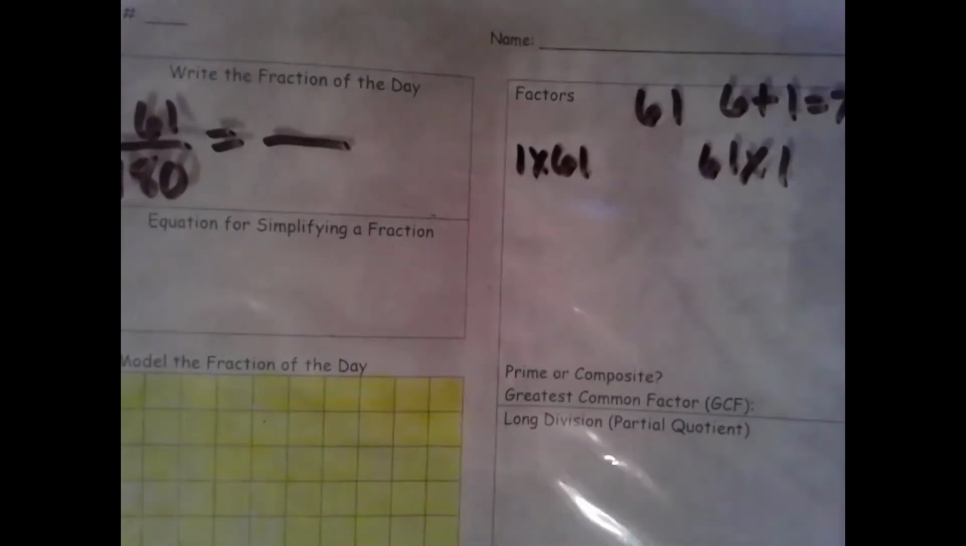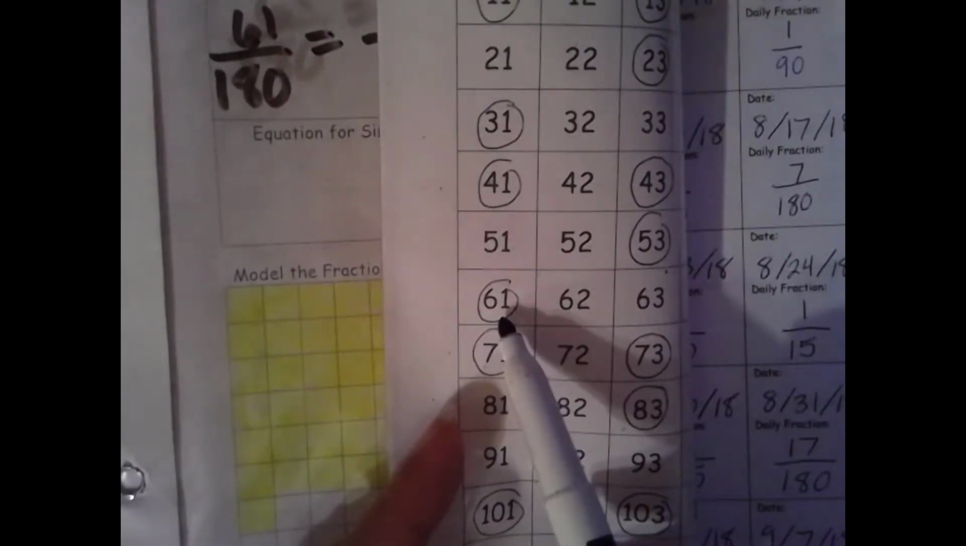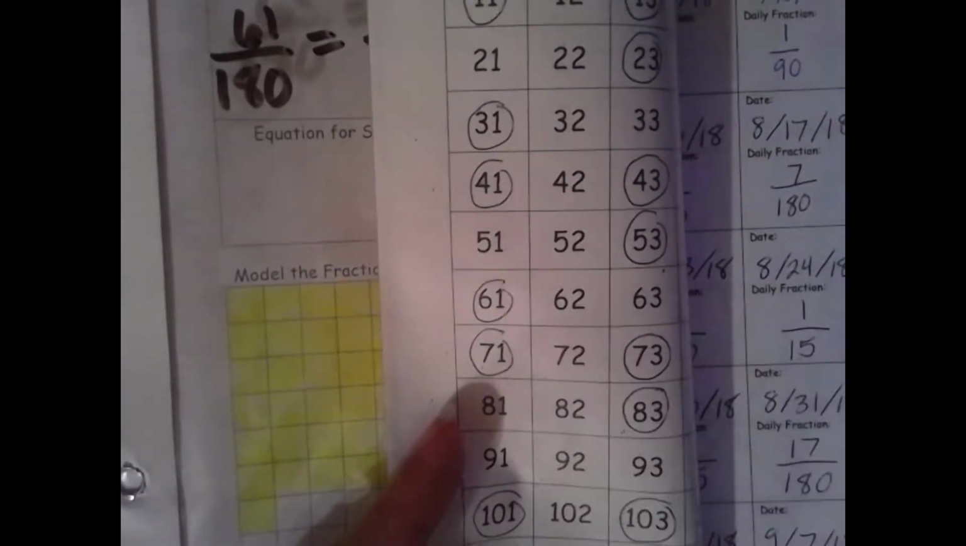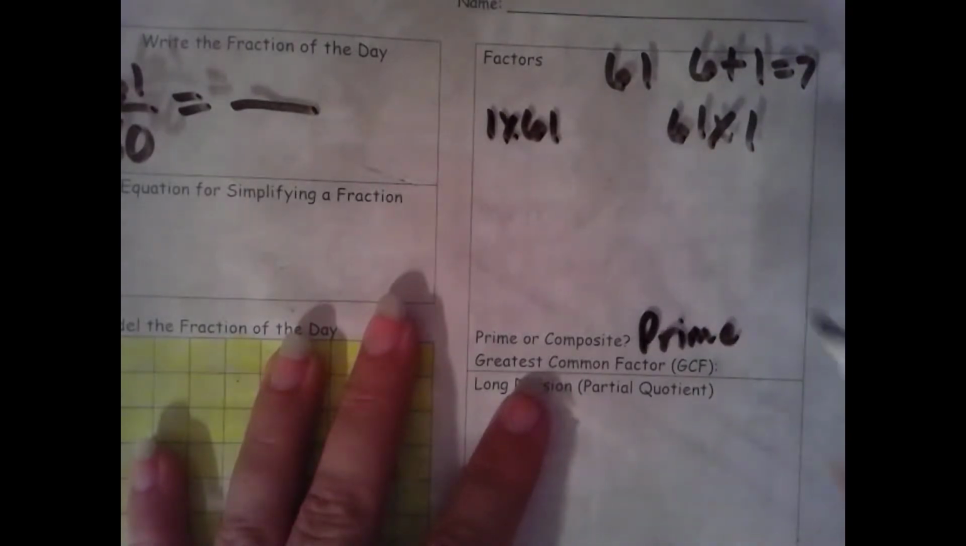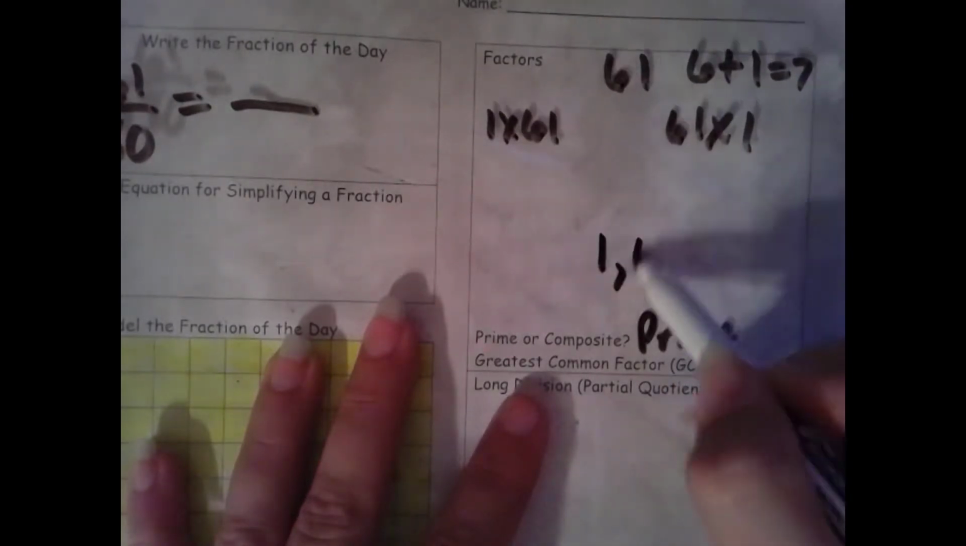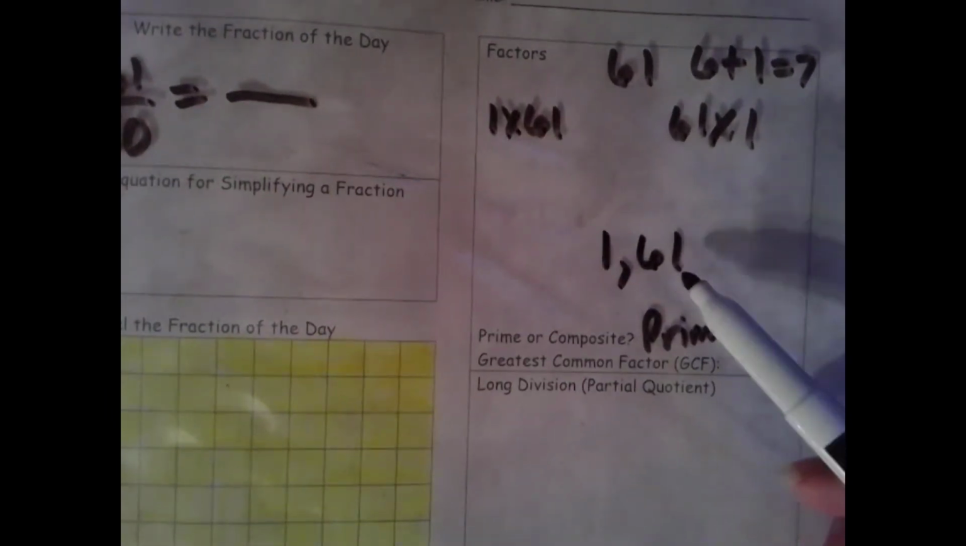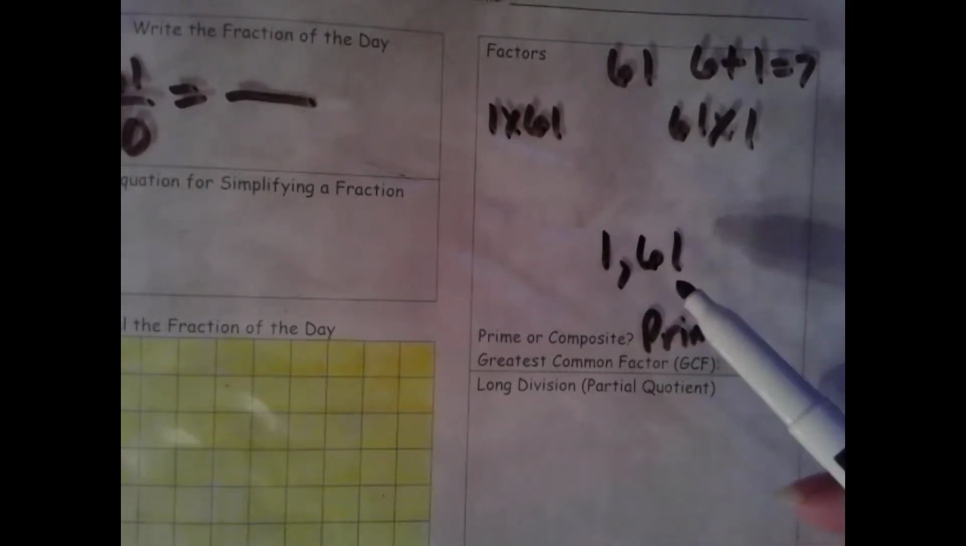I think I'm going to look and see if 61 may be prime. So I check on my prime number sieve. 61 is circled. It is prime, and if it is prime, that means it has exactly 2 factors, 1 and the number itself. So what we need to see now is if 61 works or not. If it does, then that is our greatest common factor. If not, then 1 is.